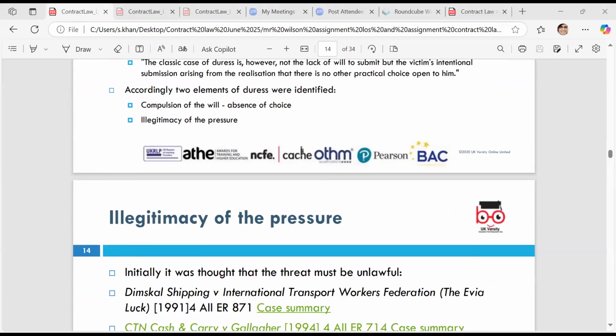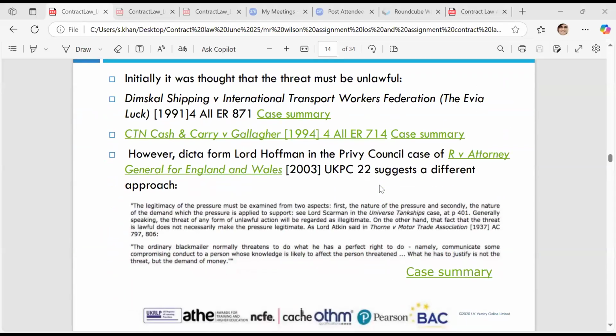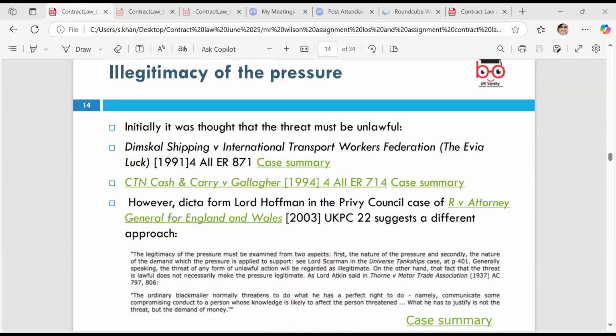Illegitimacy of the pressure. In contract law, a contract can be deemed invalid if it was entered under illegitimate pressure, also known as duress. What is illegitimate? What can illegitimate pressure be? Could it be again the element of threatening as well? I'd say yes, it could be.